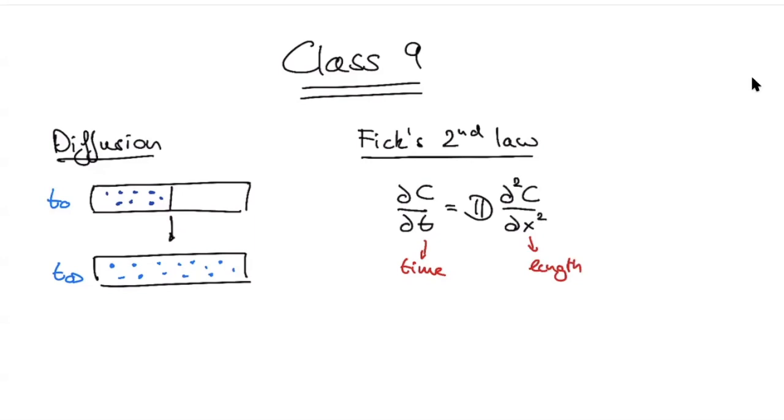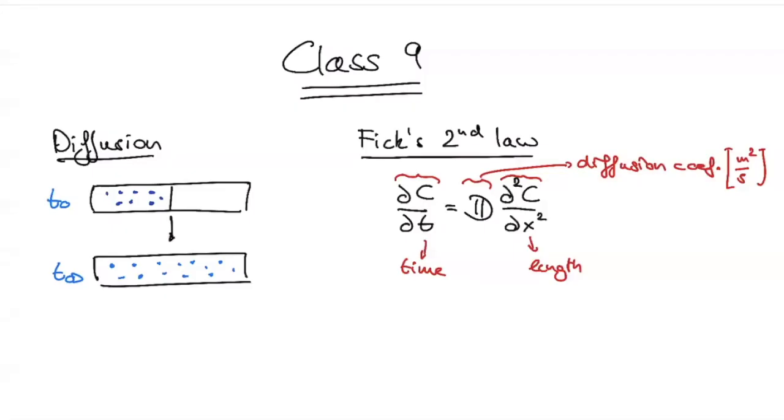So the way to read it is the change in concentration in time. This is the diffusion coefficient. We saw it before, right? Normally in meters squared per second. And then this term is the change in concentration as a function of space. So this is in one dimension.